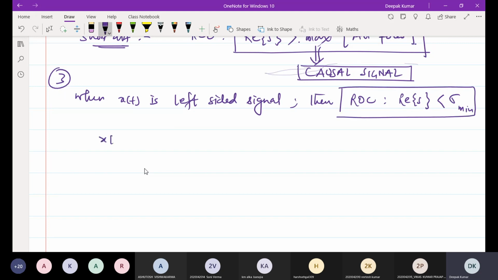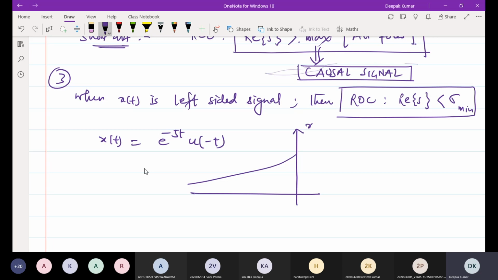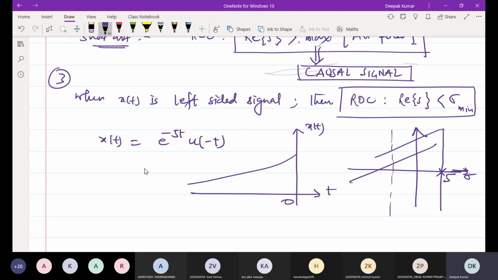See the example when you take x of t is equal to e to the power minus 5t u of minus t, this type of signal, left-sided. In this case, ROC will always be like this. So the pole is this 5, the location of the pole is here. This is the imaginary part. This is the real part sigma. So this will be the region of convergence.